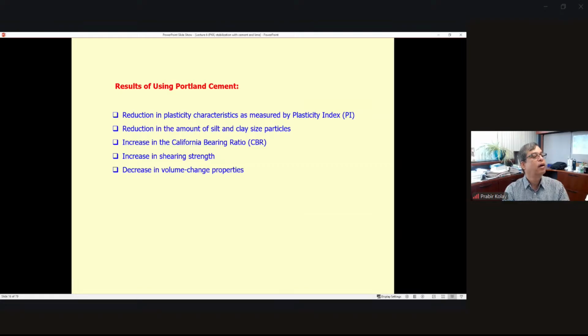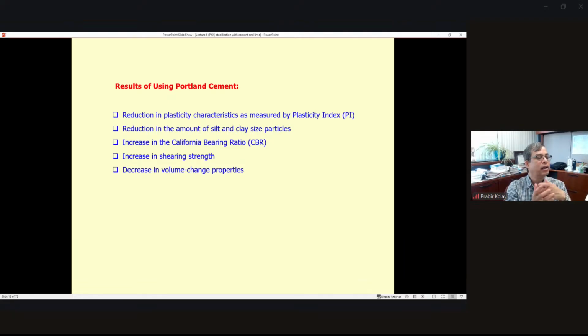Now when you add cement to soil, what is happening? Basically, this is common for all stabilizers. There is a reduction of the plasticity characteristics, as measured by the plasticity index, that is liquid limit minus plastic limit. There is a reduction in the amount of silt and clay particles, forming agglomerations since particle size is increasing.